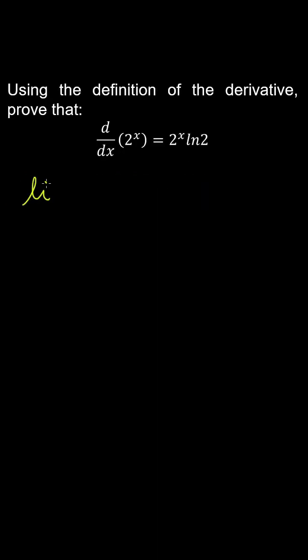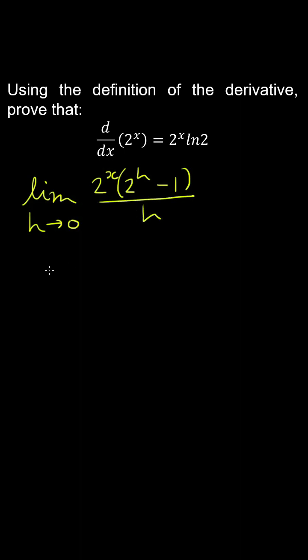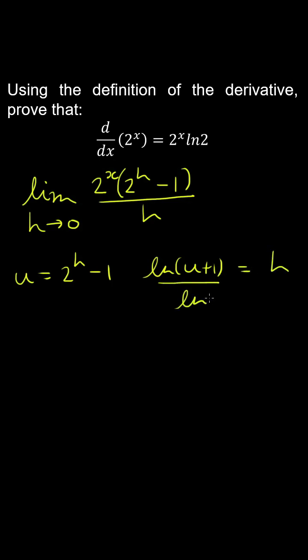Let's prove this derivative using the definition. So we take the limit as h approaches 0 of 2 to the x plus h, which is the same thing as 2 to the x by 2 to the h, then minus 2 to the x, so we can factor out 2 to the x on h. And now we let u equal 2 to the h minus 1. So if we take the natural log of u plus 1, that's equal to h by the natural log of 2, and then just divide by the natural log of 2.